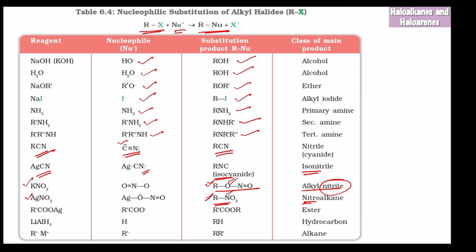Then, with the salt of the acid, the carboxylate ion, ester will be formed. With lithium aluminum hydride, the halogen will be replaced by hydrogen and alkane will be formed. Now, with reagents like Grignard reagent, for example RMgX, this will generate an alkyl group having a negative charge. So the alkyl group with negative charge acts as a nucleophile and the product formed is an alkene.